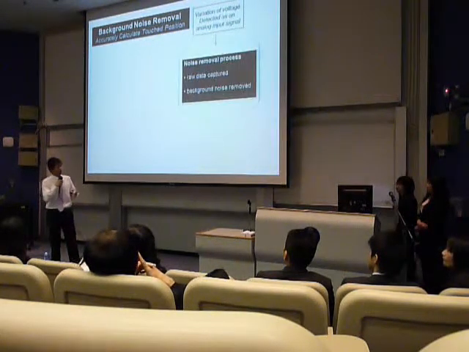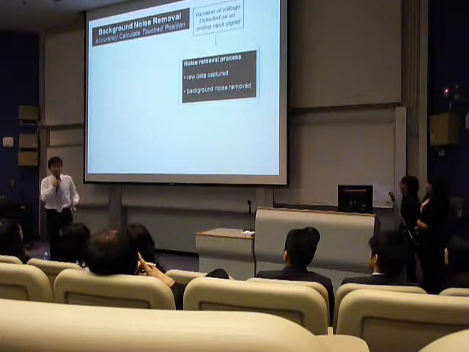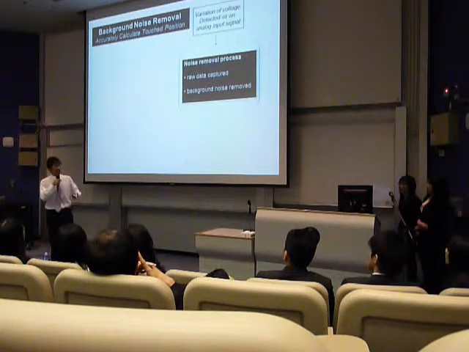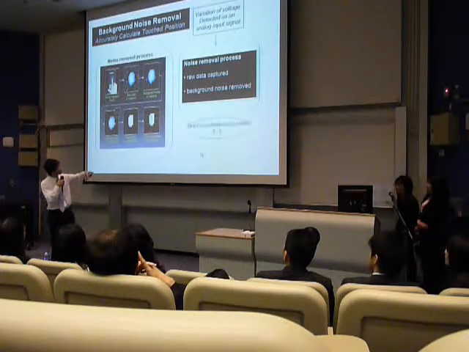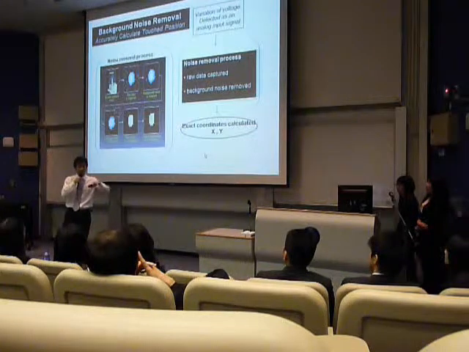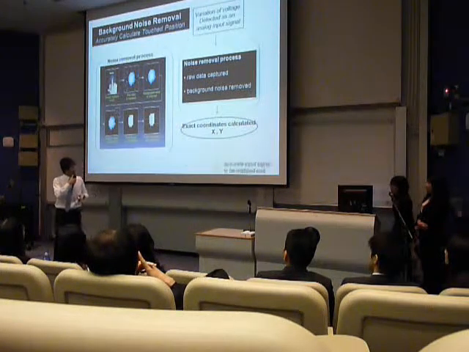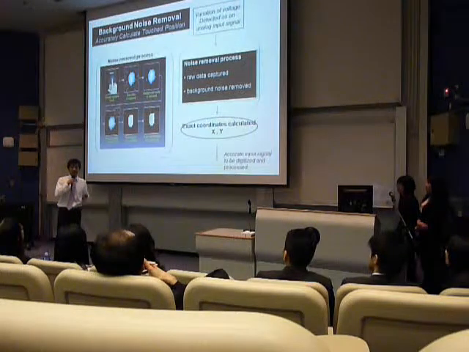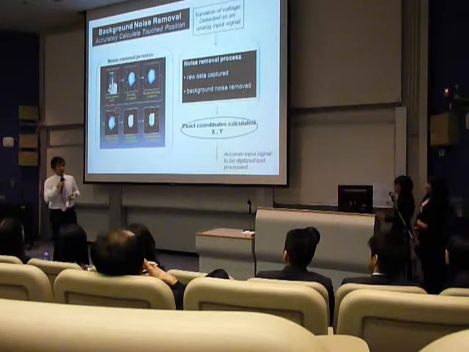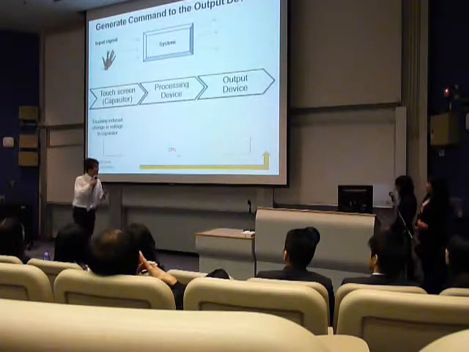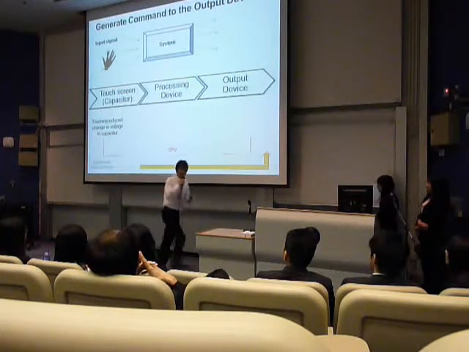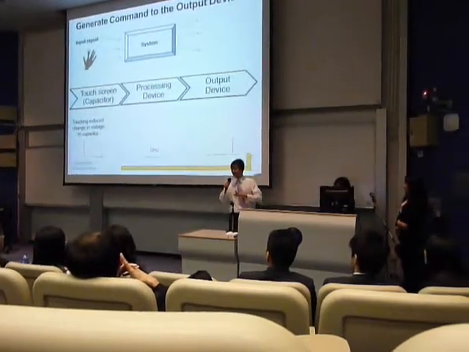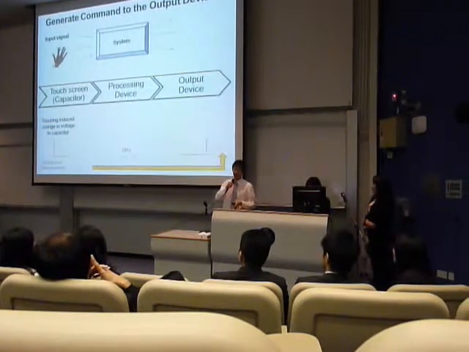Since what we collected is the raw data, you need to remove all the background noise to have an exact coordinate of your position. Okay, so that's how you get an analog input signal of your touch. And now we need to relate your input signal to a command to the application that you're using.